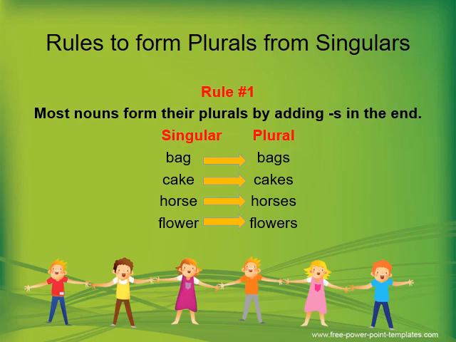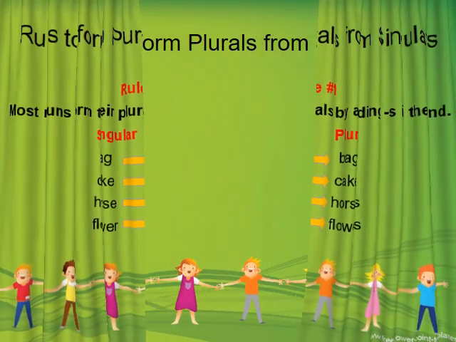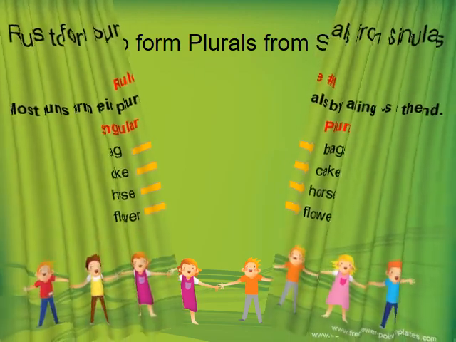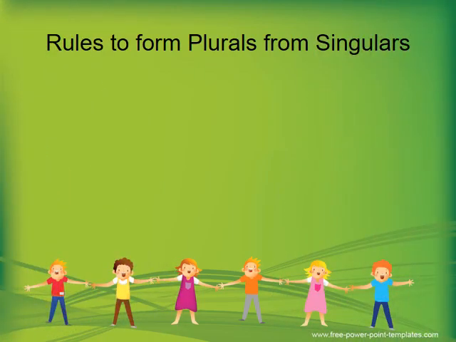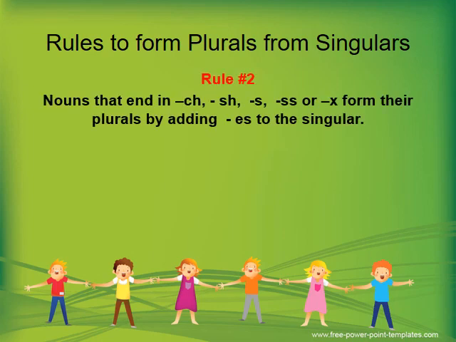Now let's come to rule number 2. It says that nouns that end in ch, sh, s, ss or x form their plurals by adding es to the singular. Children, let us understand this rule with the help of examples.